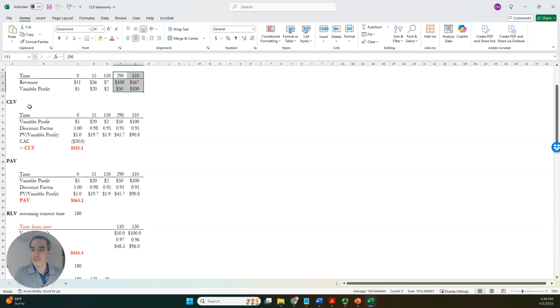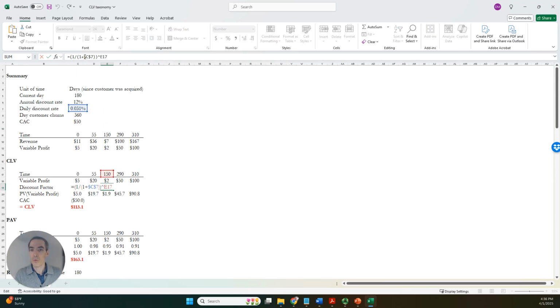So what is customer lifetime value given all of the above? We take all of the variable profits associated with each and every one of these purchases. We multiply it by the discount factor. The discount factor is equal to 1 over 1 plus the daily discount rate raised to the number of days in the future that purchase was made.